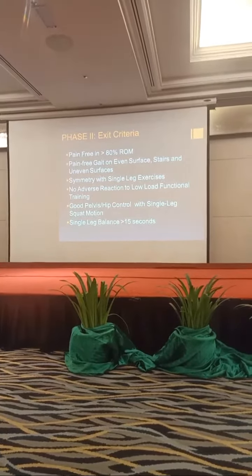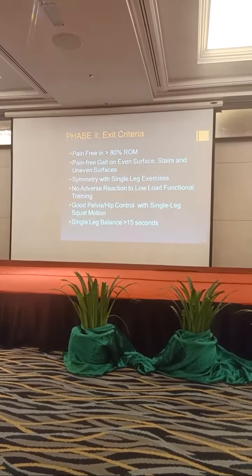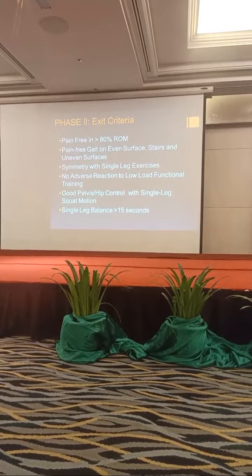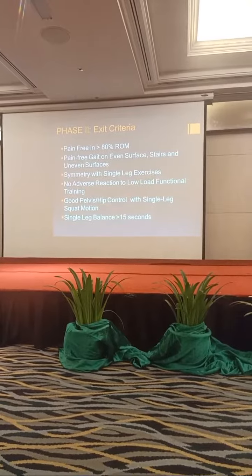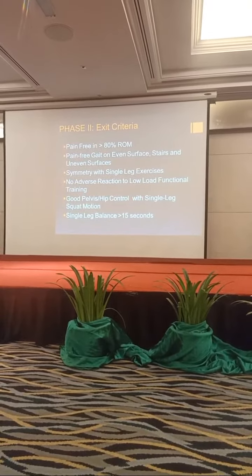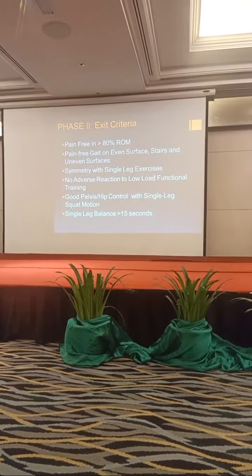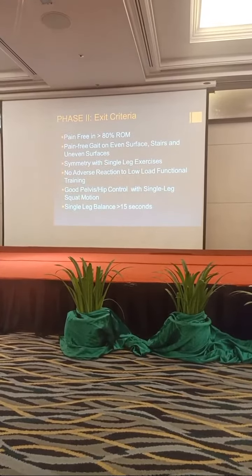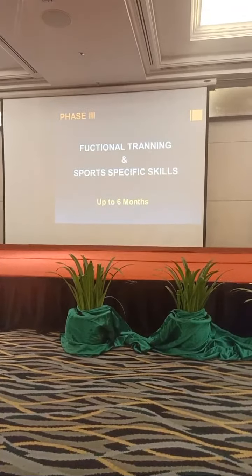Okay, so at this point, you see the functional kinematics is so important. We want to get at least 80% ROM. 80%, yeah? Okay, by now. By the end of it, to go into stage 3, you want 80%. You want pain-free gait on all these surfaces. You want to have symmetry with single leg exercises as far as possible. And like you did, for single leg balance, you want at least 15 seconds by now. Okay? Now, that brings us to phase 3.